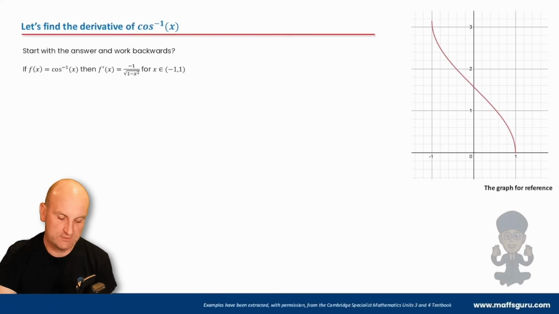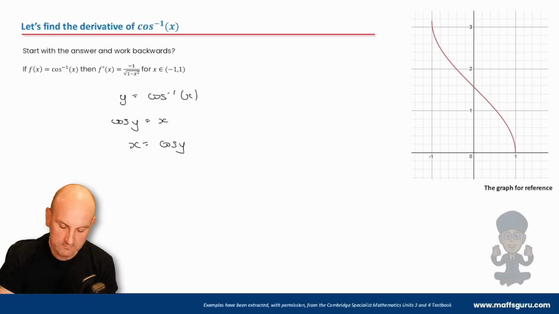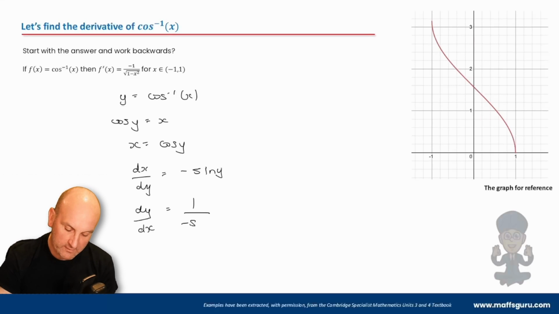What about formula number 2? Could we use the same idea here? So what have we got here? We've got y is equal to the cosine to the minus 1 of x. Take the cosine of both sides, we get cosine of y is equal to x, or x is equal to the cosine of y. We know that dx by dy is equal to what? Well, cos goes to minus the sine of y. So then dy by dx is equal to 1 on the minus sine of y.